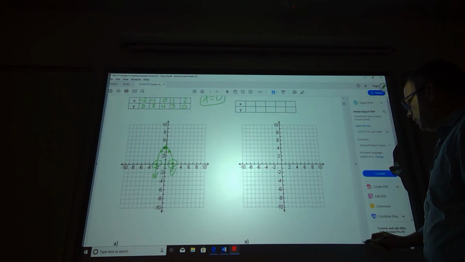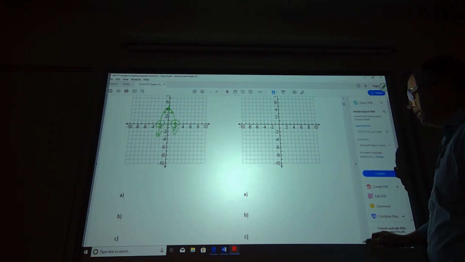Let's go down and see if we have a number 5. I don't know if we have a number 5 on this problem.